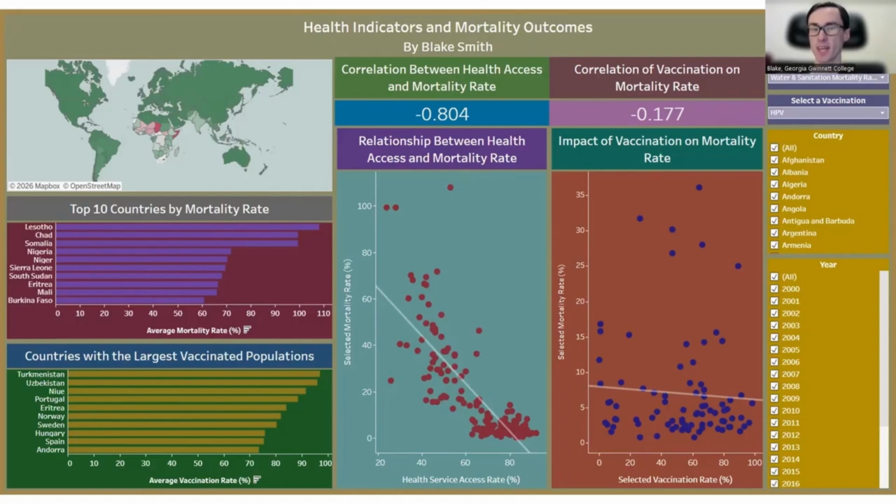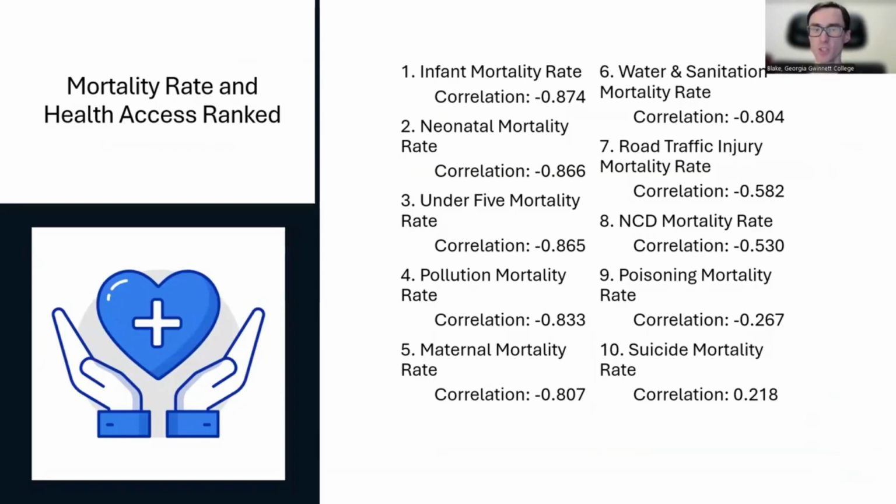Now we've seen how the dashboard is organized, let's use it to examine the relationship between health service access and each mortality rate. These are all the mortality rates ranked by their strength of correlation with health service access. As we can see, the top three mortality rates with the strongest relationship to health service access are infant mortality rate, neonatal mortality, and under 5 mortality rates. Now let's take a closer look at the three mortality rates and analyze the strength and significance of these relationships.